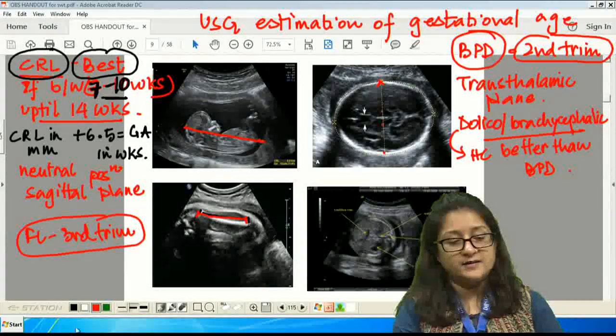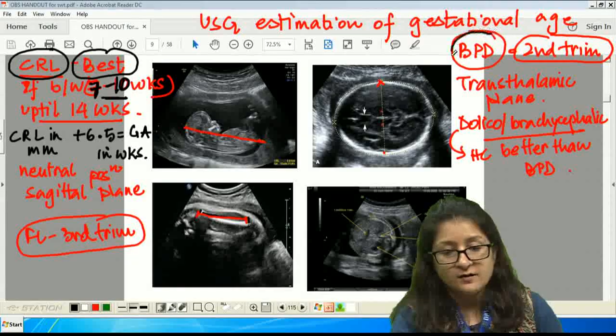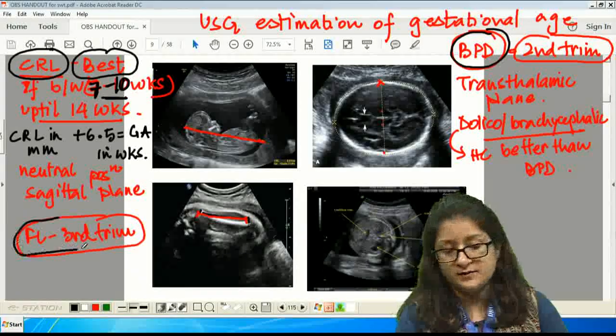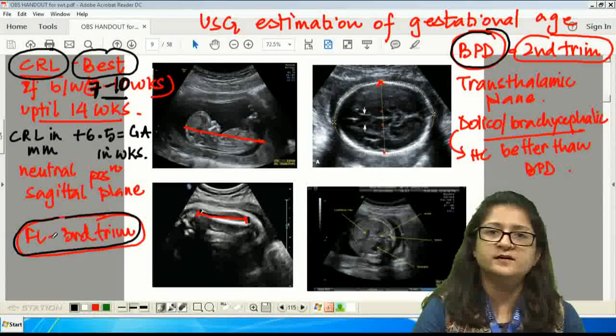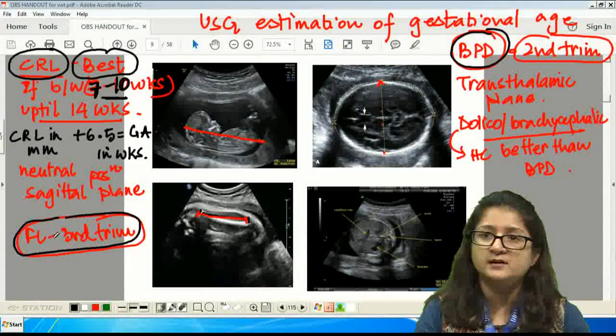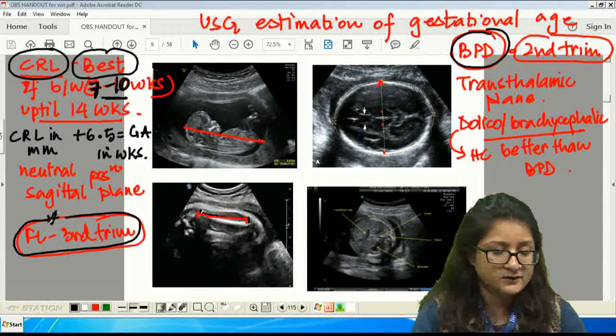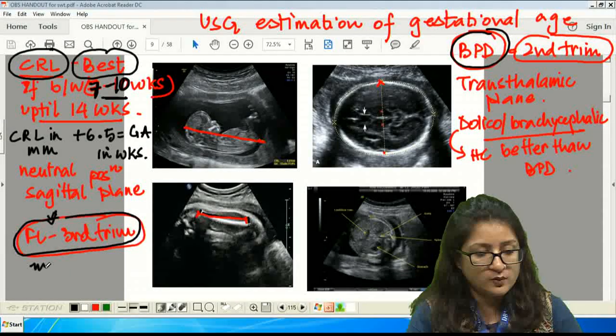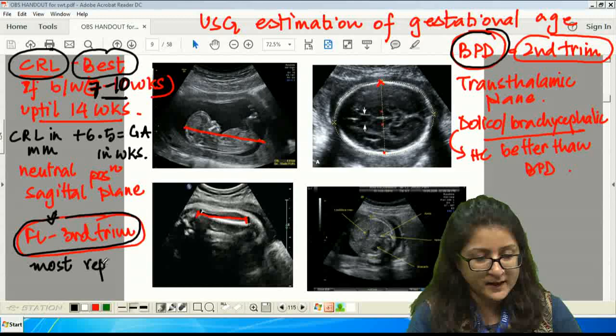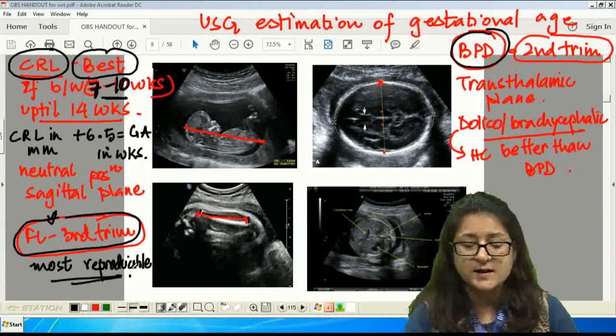Ideally, in the third trimester, we use the combined parameters. We don't rely on one parameter per se in the third trimester. We rely on a combination of parameters, but if you have to choose one for the third trimester, we go for FL, FL being the most reproducible of all the parameters.